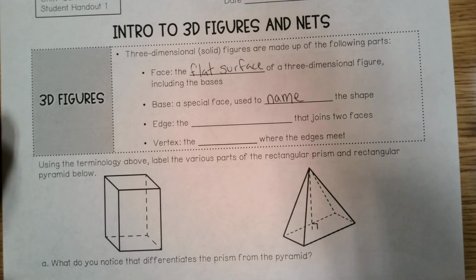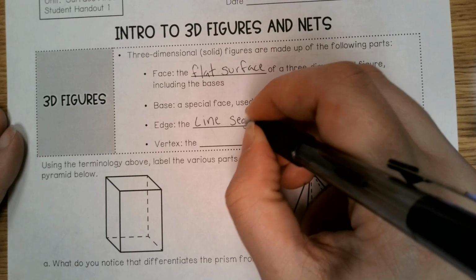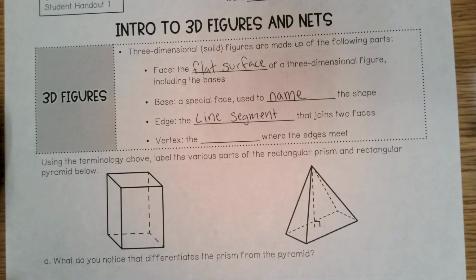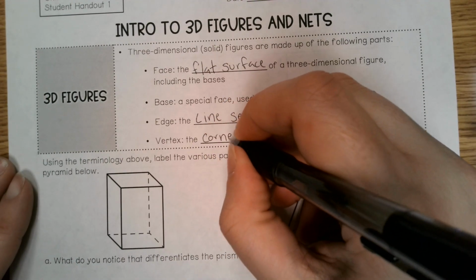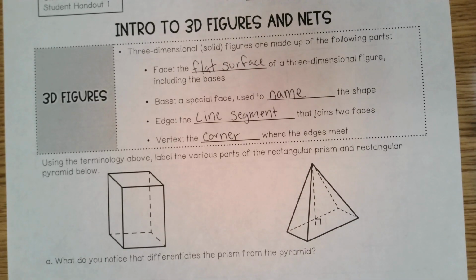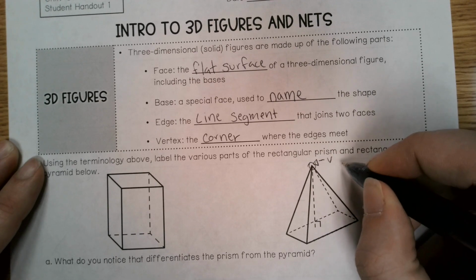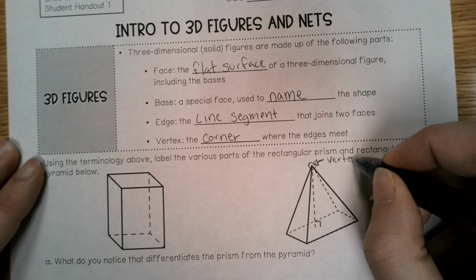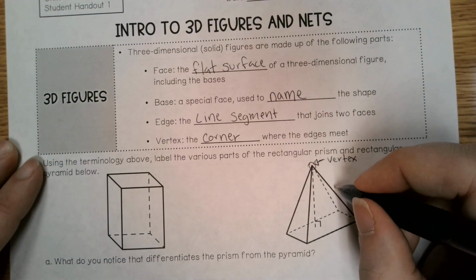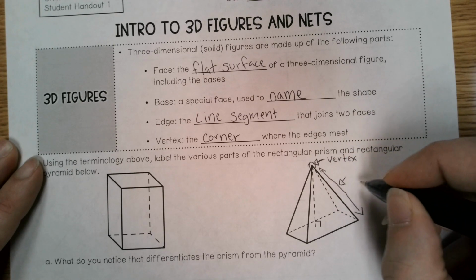The edge is just a line segment, and it's usually a straight line. Sometimes it's not. The vertex is the corner where the edges meet. So right here, we have a vertex. That's an arrow, by the way. This line right here, this line segment, is called an edge.